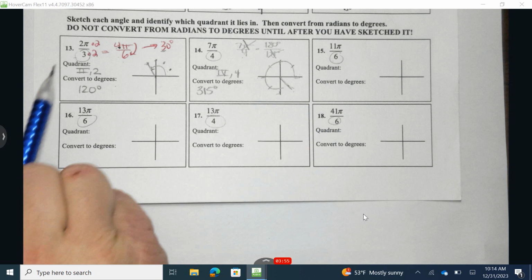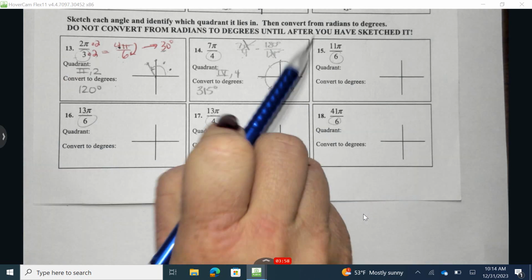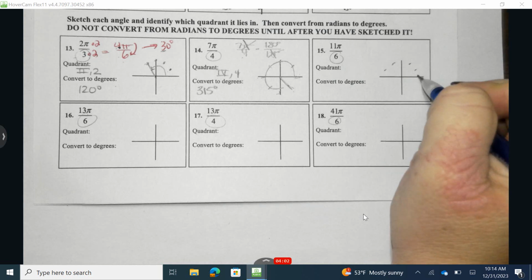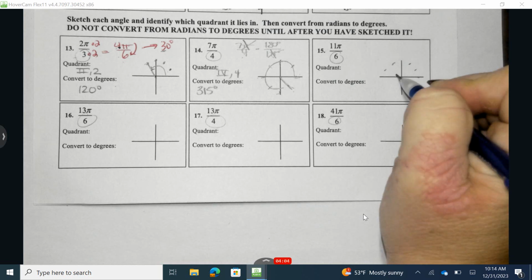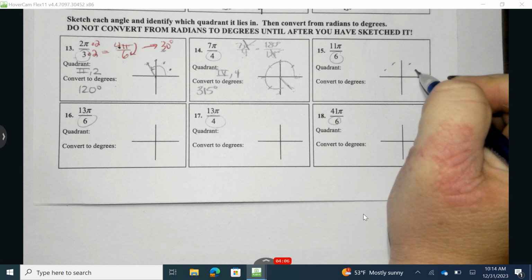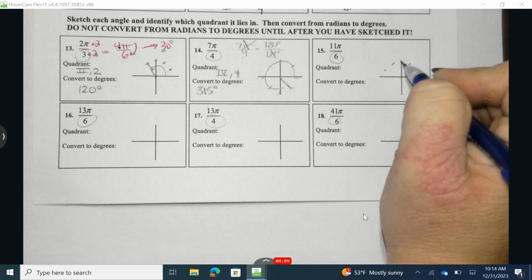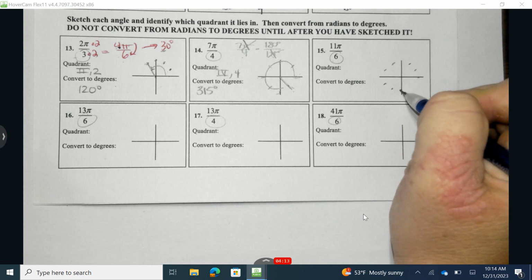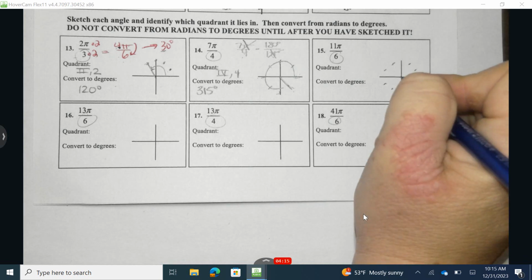I already have a 6, so I don't have to convert it into a 6. I'm going to count 11 times, and I'm counting here by 30. So I don't start counting at this beginning starting line. I count once I move. 1 over 6, 2 over 6, 3 over 6, 4 over 6, 5 over 6, 6 over 6, 7 over 6, 8 over 6, 9 over 6, 10 over 6, 11 over 6.